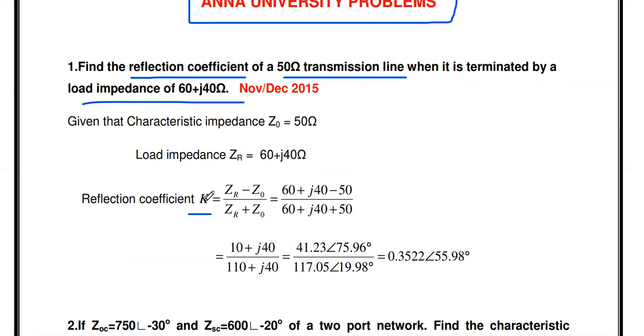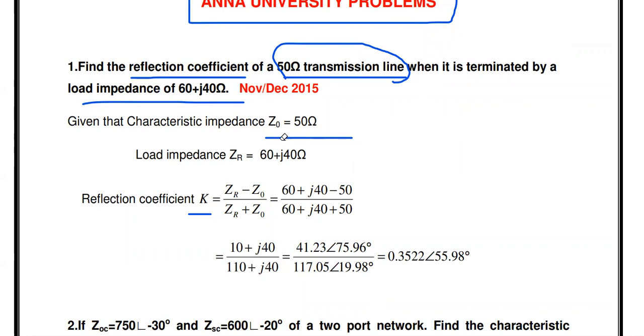Here we have to find the reflection coefficient. What is the formula for the reflection coefficient? K equals ZR minus Z0 by ZR plus Z0, where Z0 is the characteristic impedance and ZR is the load impedance. Now the given data: a 50 ohm transmission line means the characteristic impedance Z0 equals 50, and the load impedance ZR equals 60 plus j40.